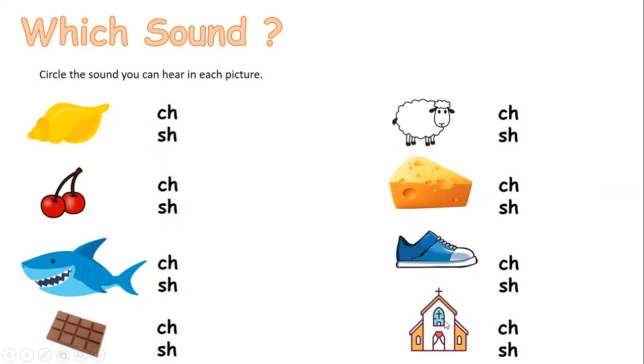Then what is this? This is a church. And what is the first sound here? Ch, church. So you will circle ch here. Okay. So do this activity and listen to the video and learn the words again.